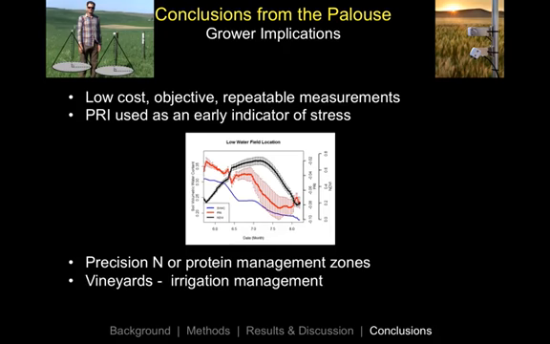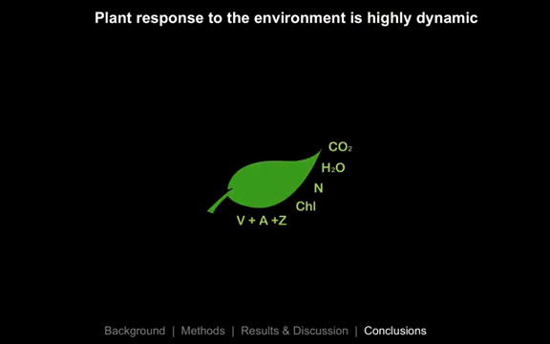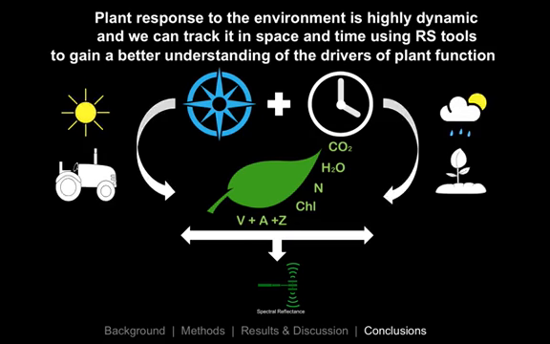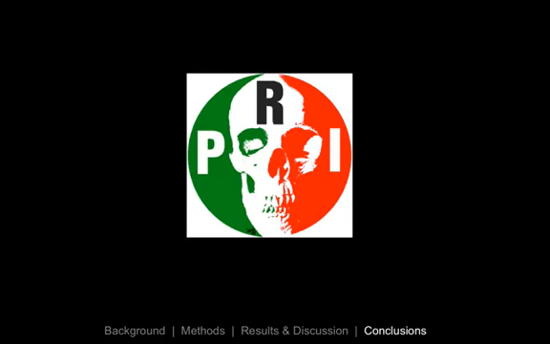Another potential grower implication, which has already been studied quite a bit with the PRI, is in vineyards, especially to stress that grape just enough during that ripening period. So, you know, overall, we know that plant response to the environment is highly dynamic, and we like to think that we can track this in space and time using remote sensing tools to ultimately gain a better understanding of the drivers of plant function and what these drivers might be doing in controlling these plant responses.